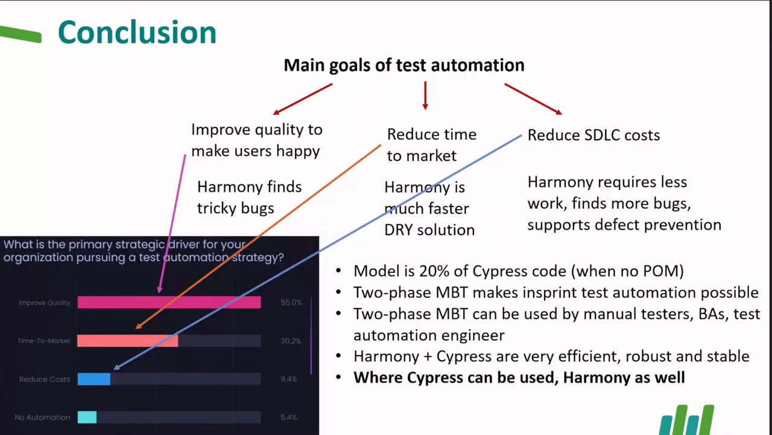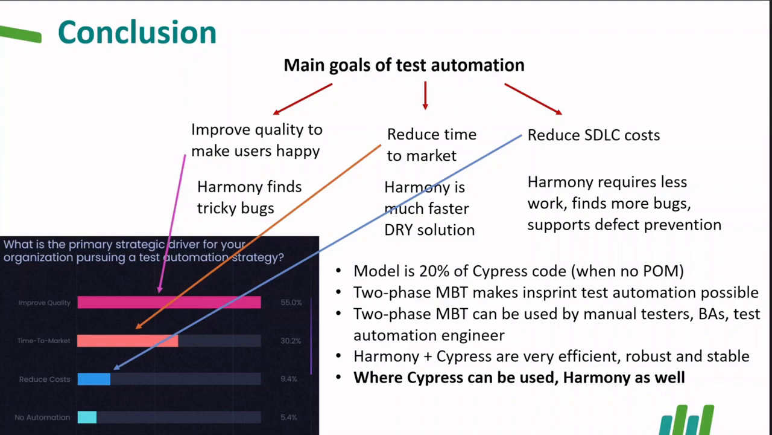Okay, so here is my conclusion. You can see on the right-hand side of the bottom the main goals of test automation. It was based on a survey of several hundred test automation engineers. The main goal is to improve quality, to make users happy. And Harmony does it because it finds really tricky bugs because of the advanced test design automation techniques.